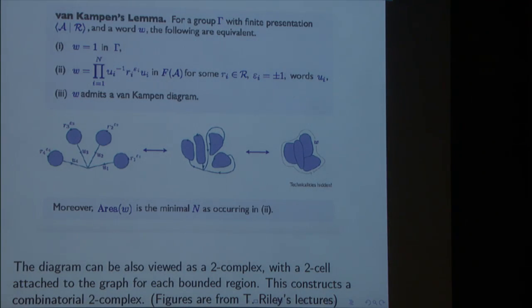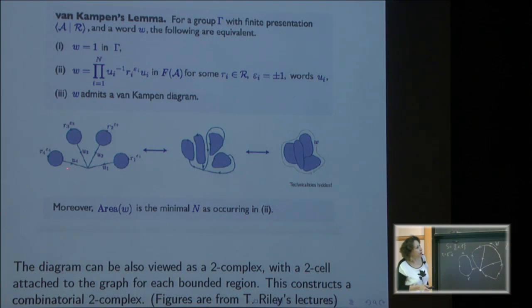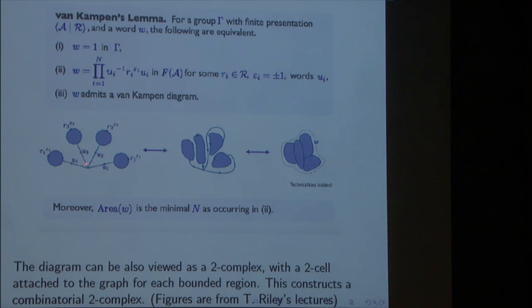Now, how to see this? One can see this. Suppose our word is a product of conjugates of relators. Let's just draw this. So this is our base vertex. So it's U1, R1. R1 labels the disk. Then U1 inverse times U2, R2, U2 inverse. So this is a diagram, right? On the boundary of this diagram, we can read our word W.